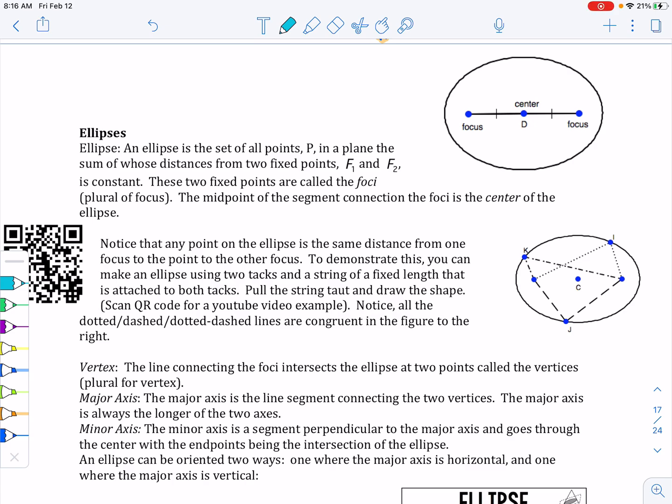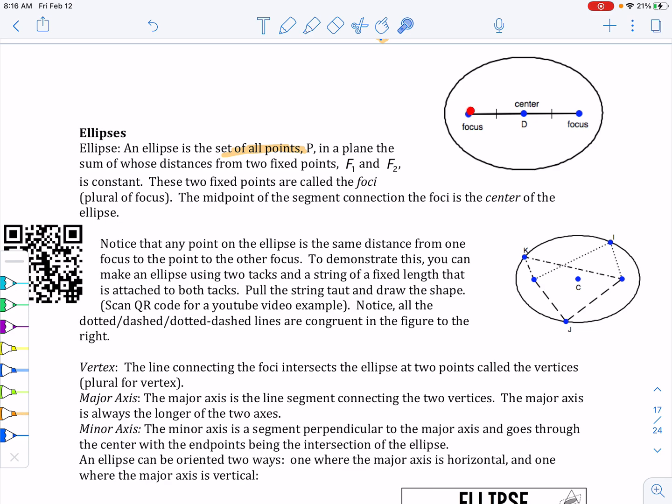We're going to discuss ellipses today. Ellipses are not a circular shape; it's like an oval shape. Our very specific way that we define an ellipse mathematically is that it's the set of all points in a plane whose sum of distances from two fixed points, F1 and F2, is constant.